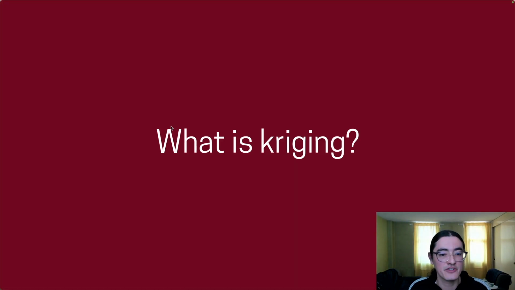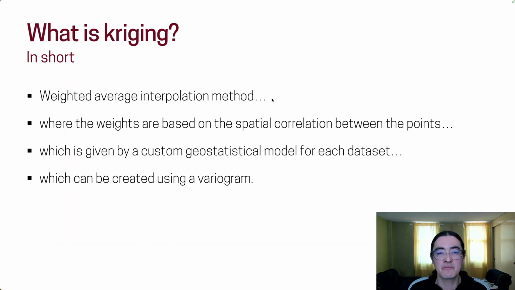So first of all, let's talk a bit about what kriging is. As a very brief overview, kriging is a weighted average interpolation method, just like IDW or natural neighbor interpolation, and so on. It's a method where the weights are based on the spatial correlation between the points, which is similar to other interpolation methods that you have seen in this course. And the weight is given by a custom geostatistical model that is built for each dataset. So that's the main thing in which it differs from other methods.